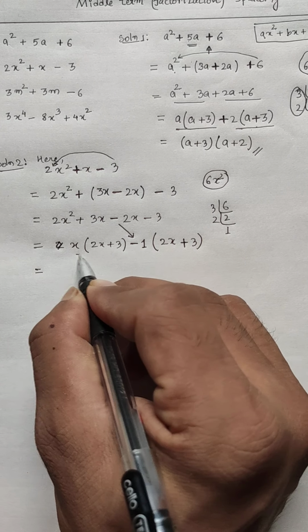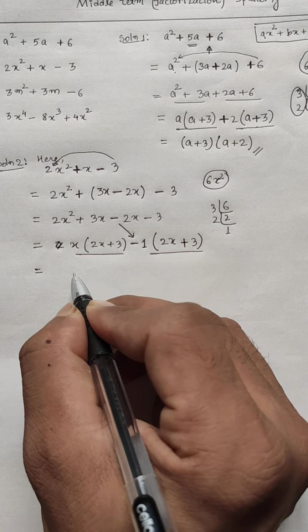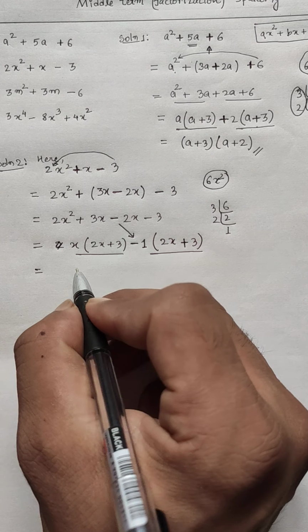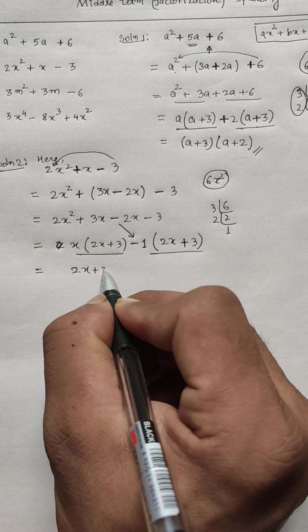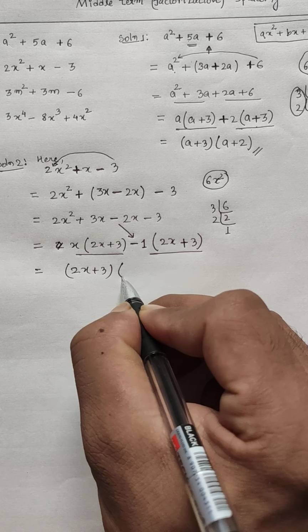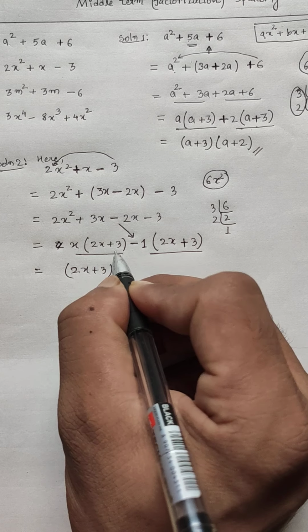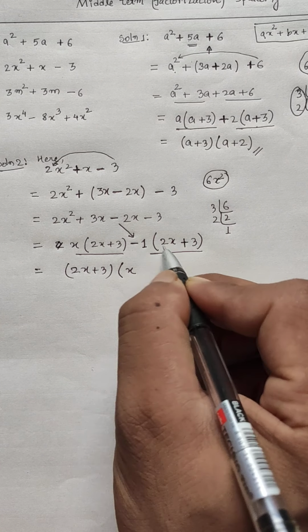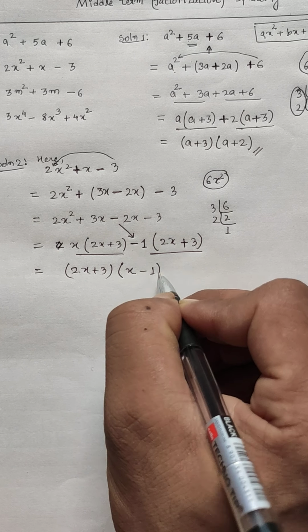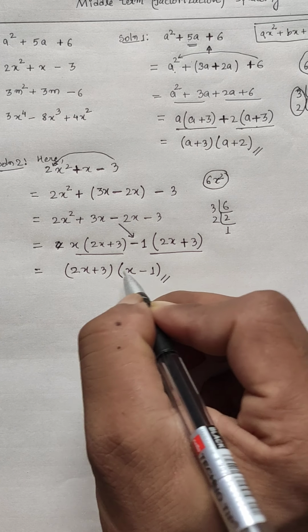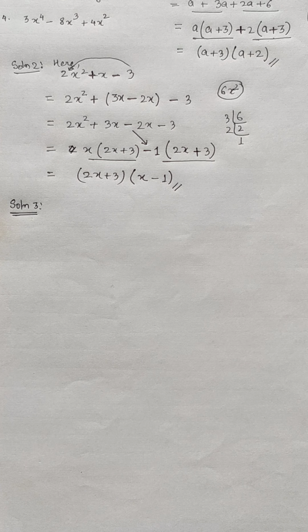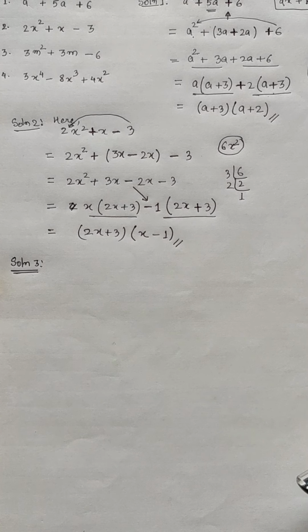So now see, there are two terms, this one and this one. What's the common here? Yeah, 2x plus 3 is the common. And what's the remaining in the first term? We have taken out this common, so x is the remaining. What's the remaining here? Minus 1 is the remaining. So this is your answer in factorized form. So let's move on to question number 3.